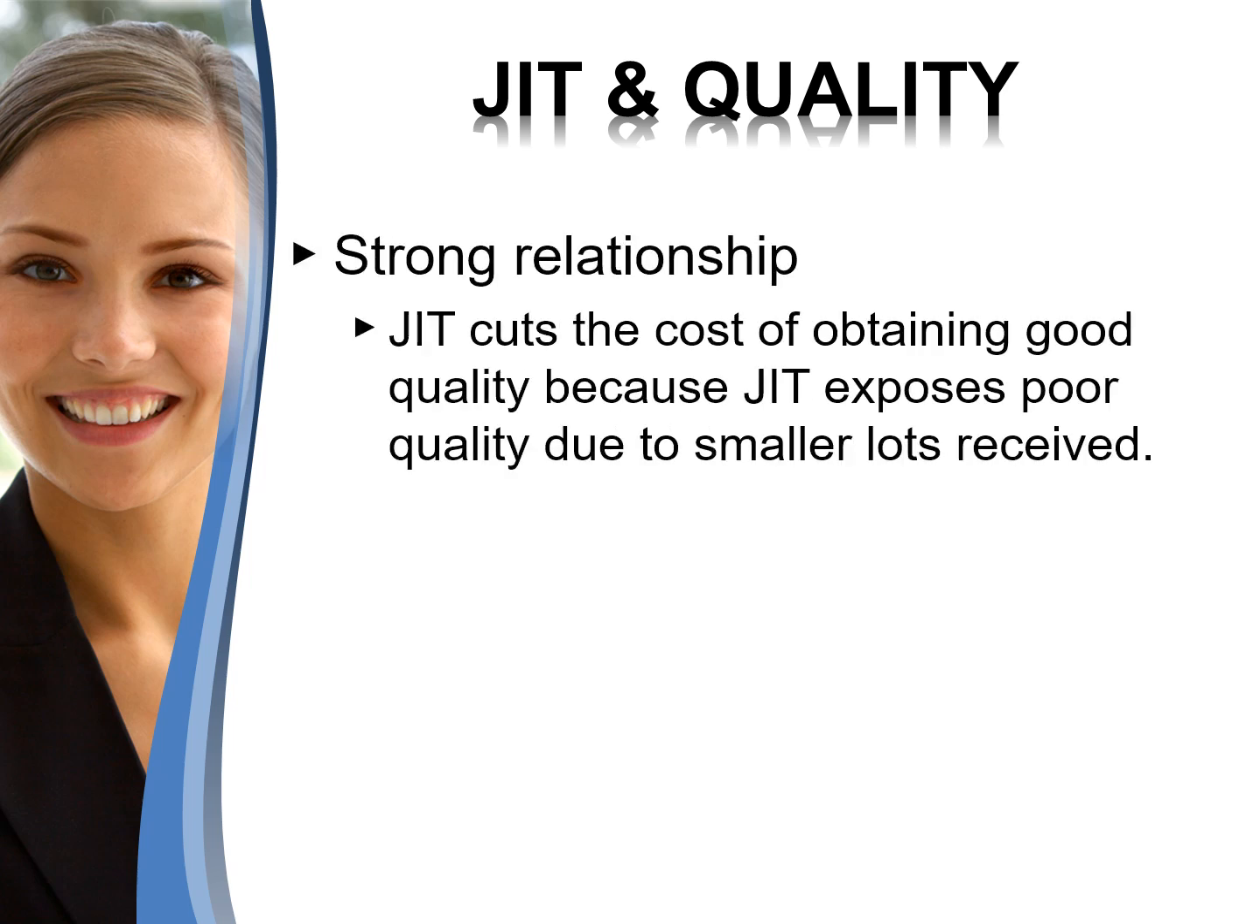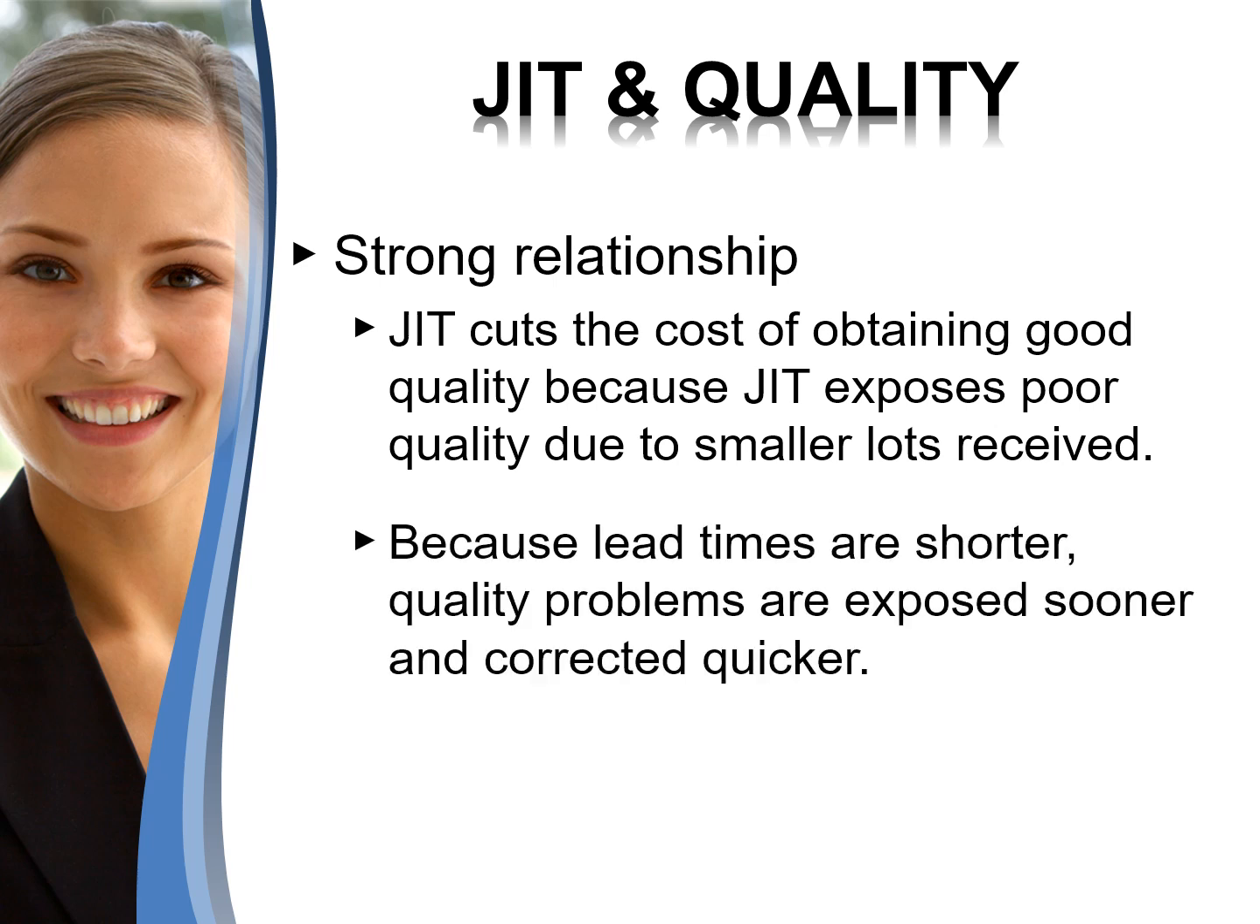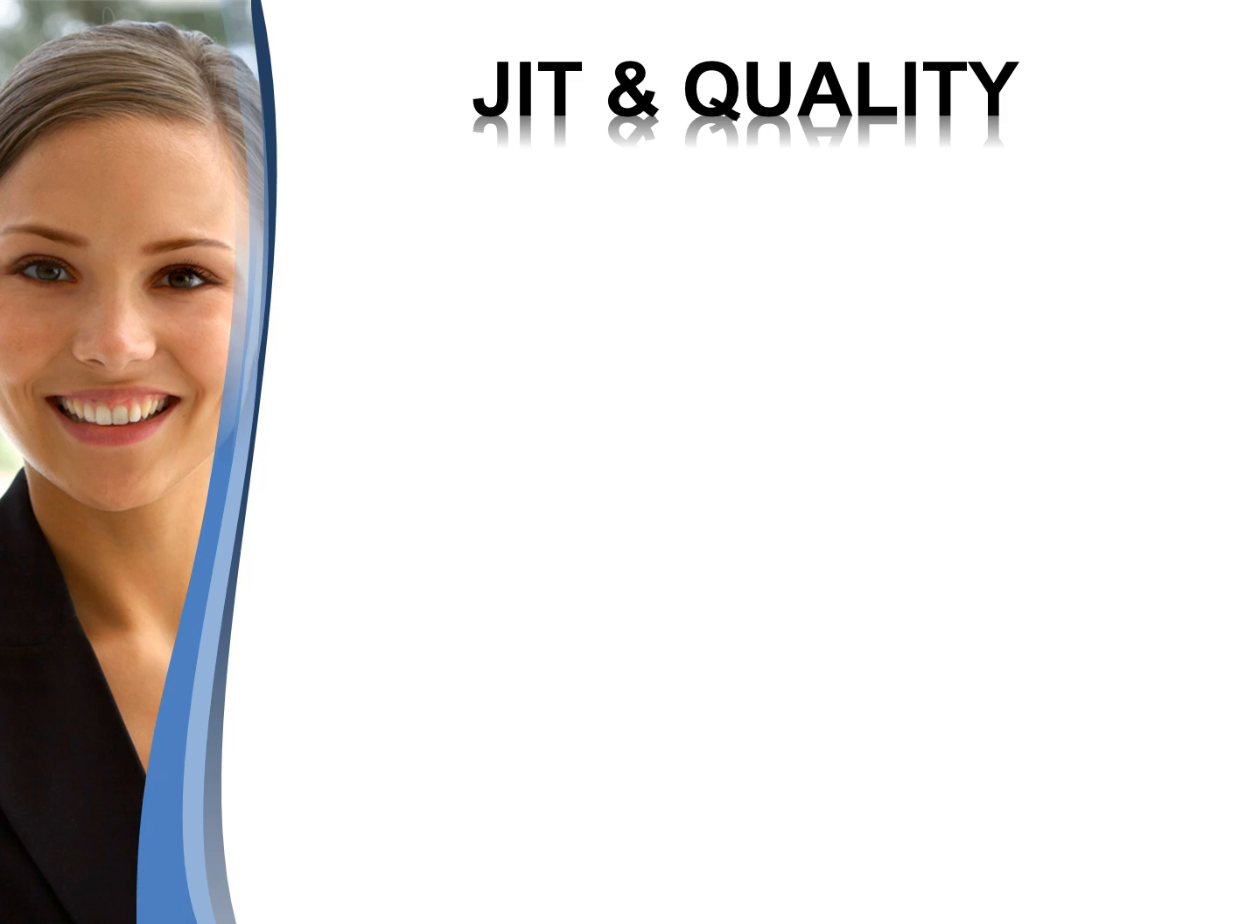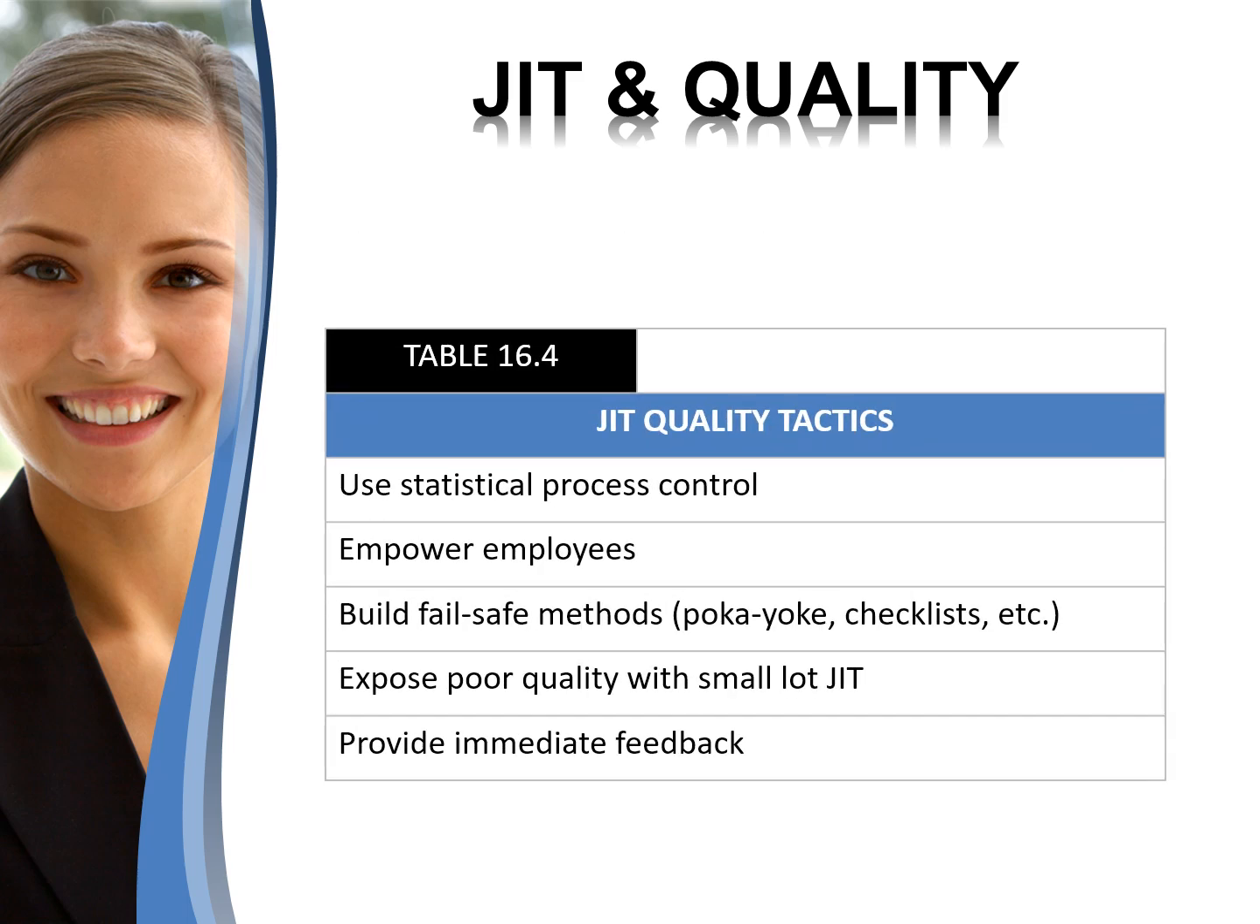Strong relationship between just-in-time and quality. JIT cuts the cost of obtaining good quality because it exposes poor quality due to smaller lots received. Because lead times are shorter, any quality problems that come up are exposed sooner and can be corrected faster. So, quality tactics: use statistical process control, empower your employees so they're responsible for the products they produce, build all kinds of fail-safe methods such as checklists and poka-yokes, expose your poor quality with smaller lots, and provide immediate feedback.